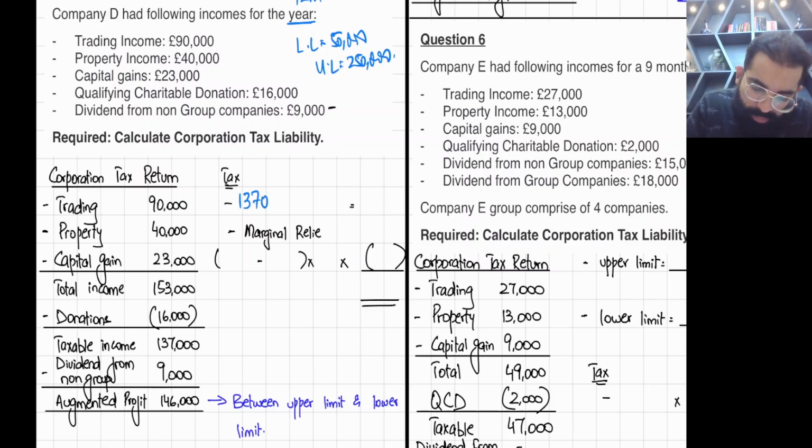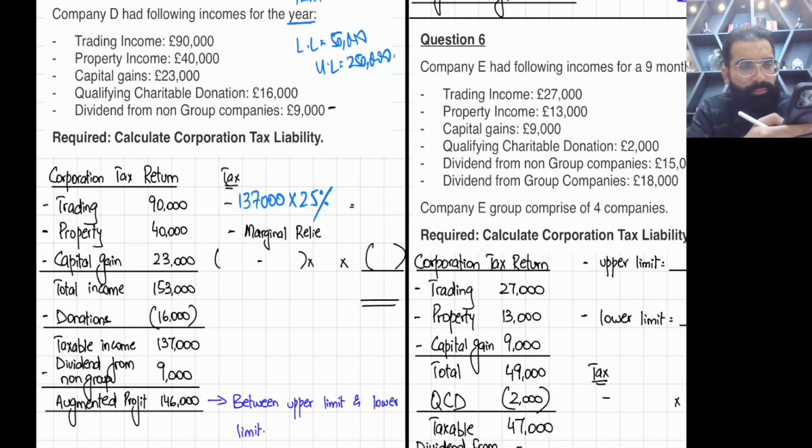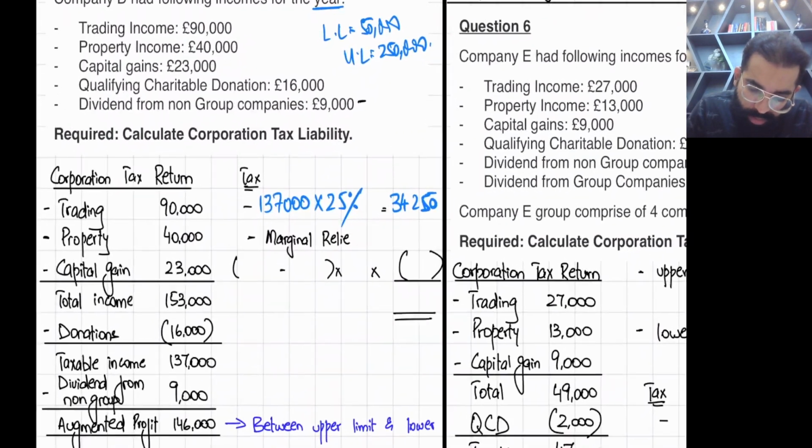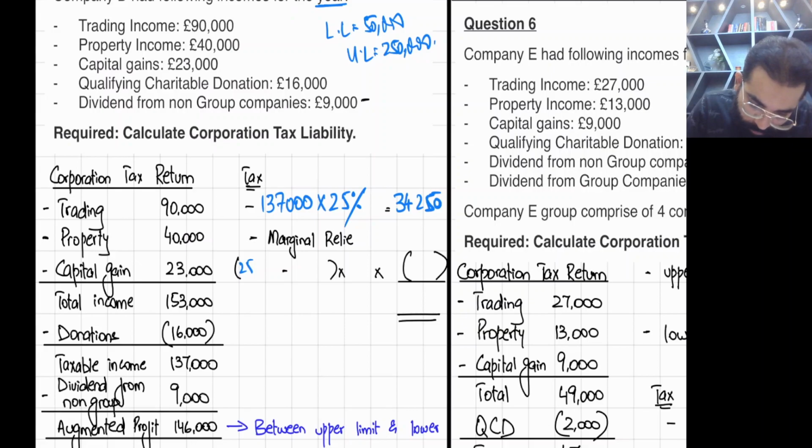So 137,000 times 25% will be 34,250. Now, whenever your augmented profits are between the lower limit and upper limit, you have to calculate marginal relief. You get a relief, marginal relief. And what is the formula of marginal relief? Let me recall it for you. Upper limit less augmented profit, times standard fraction, multiplied by taxable income divided by augmented profit. So the upper limit is again 250,000.